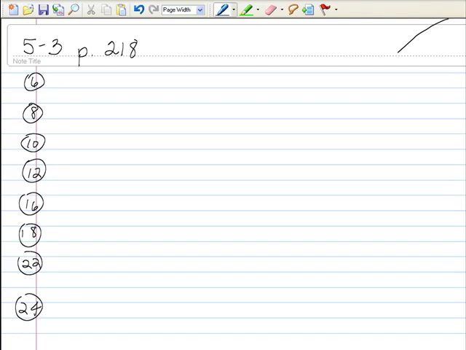Let's take a look at some simple problems from section 5-3, and we'll be beginning on page 218 in the textbook, and we'll start with number 6. It says in exercises 5 through 12, determine whether the given procedure results in a binomial distribution or a distribution that can be treated as binomial. For those that are not binomial, identify at least one requirement that is not satisfied.